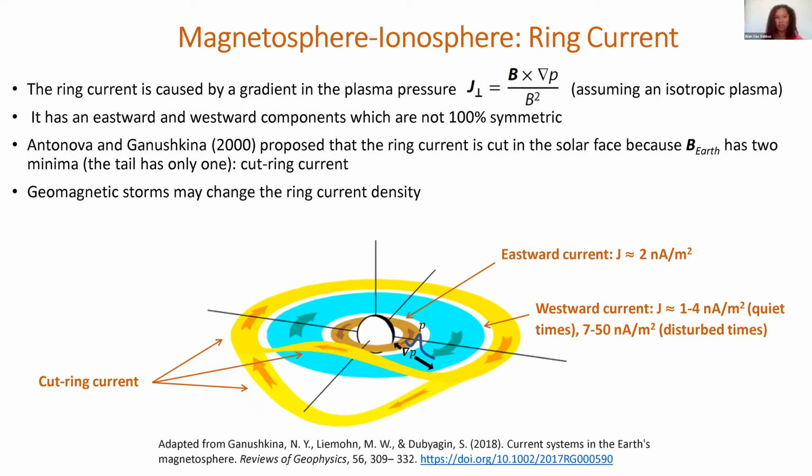Where is it creating this pressure gradient in the Van Allen region or the ring current? What is creating the gradient in the plasma pressure? Okay. That's a good question. I don't have the answer for you right now, but I can look it up and get back to you later. Okay. Thank you. You're welcome.